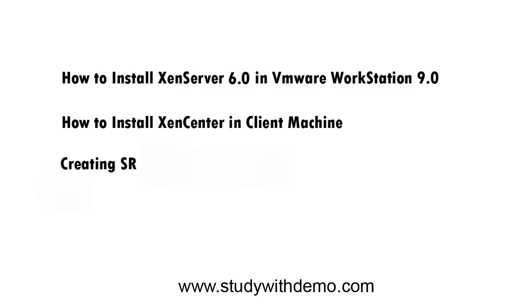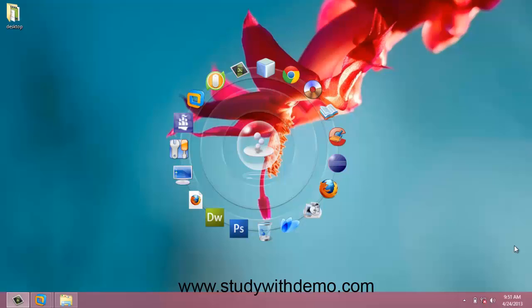6.0 in VMware Workstation 9.0. How to install XenServer in client machine. Creating the SR using XenServer Management Console. Before going to the practical part, we require the software: VMware Workstation 9.0, XenServer 6.0, and XenCenter.